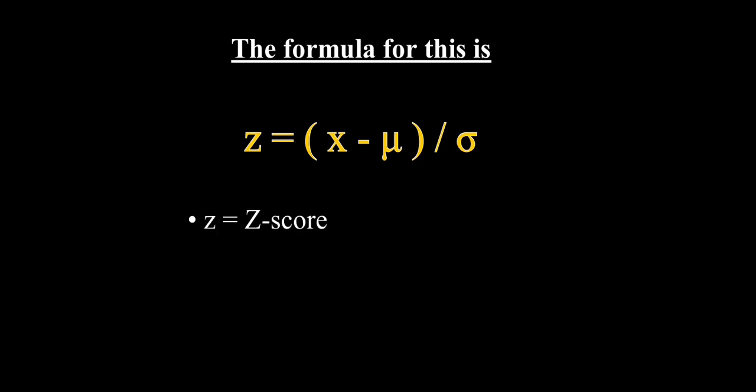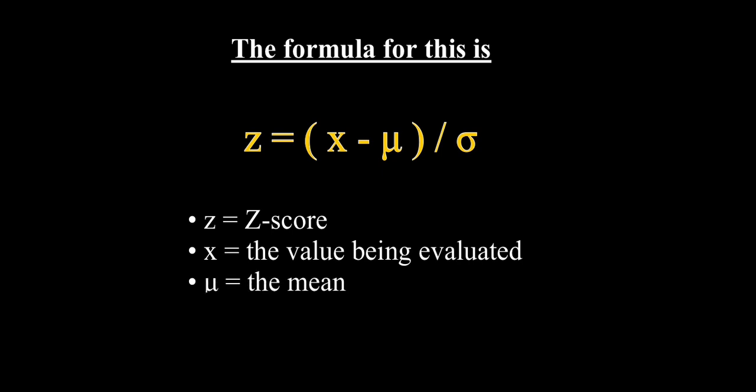The formula of this is z-score equal to x minus mu, all of this divided by sigma, where z is the z-score, x represents the value being normalized, mu the mean, and sigma the standard deviation.